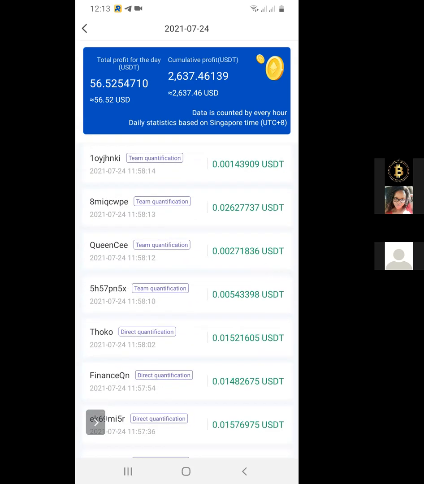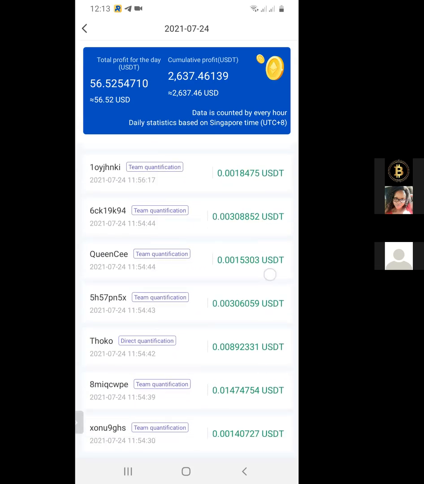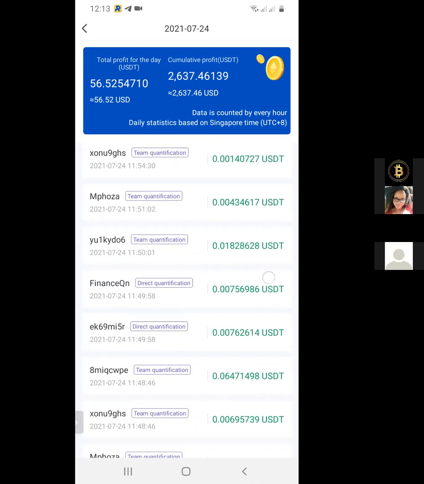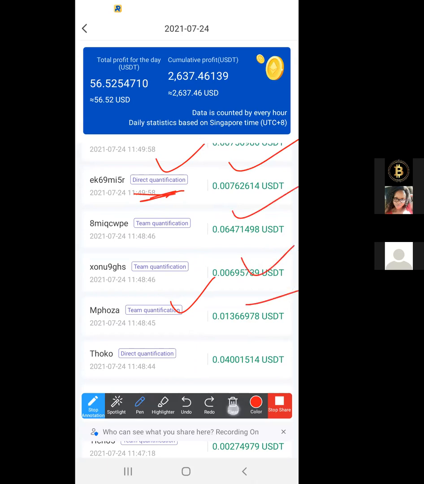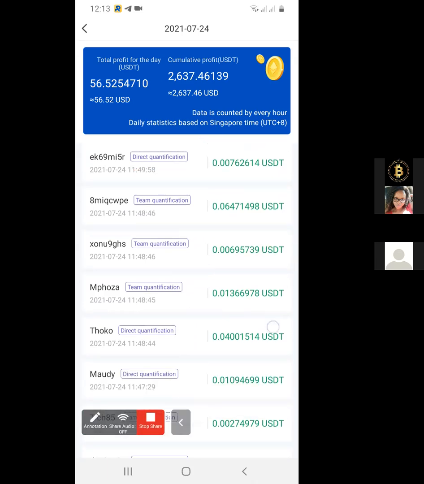So this is what your back office will start looking like once you have an active team that is trading. Okay, so you'll see there's a combination of team quantification. That means this is someone that is from my level 2 down. I've got direct quantification. So this is a person I directly sponsored. The robot just closed the trade for them. It closed a trade for this person and so on and so on. So this just goes on and on and on.